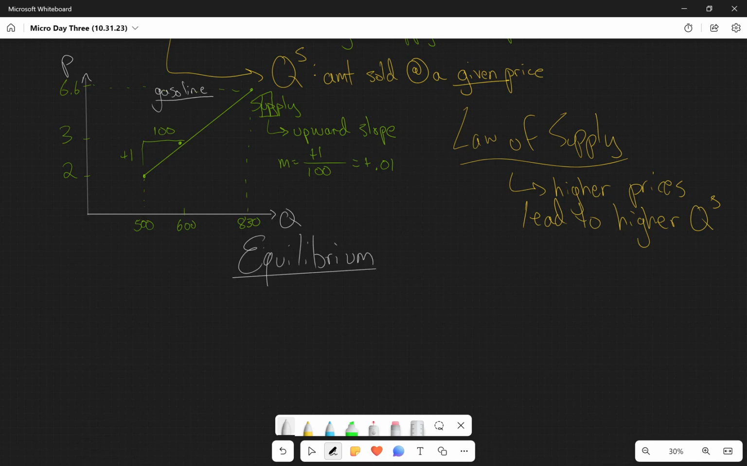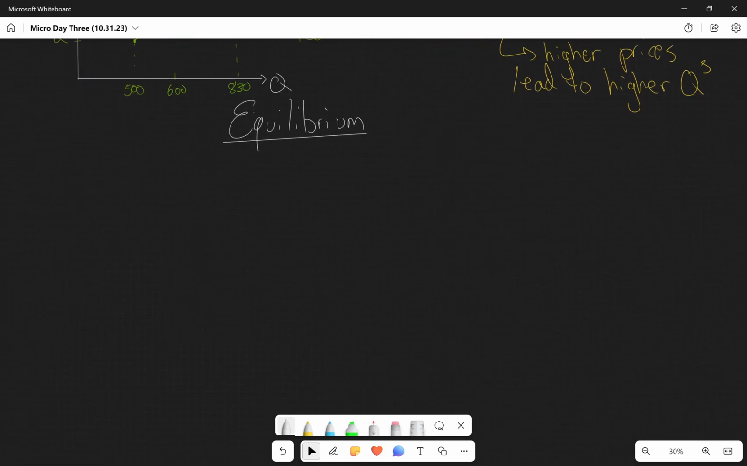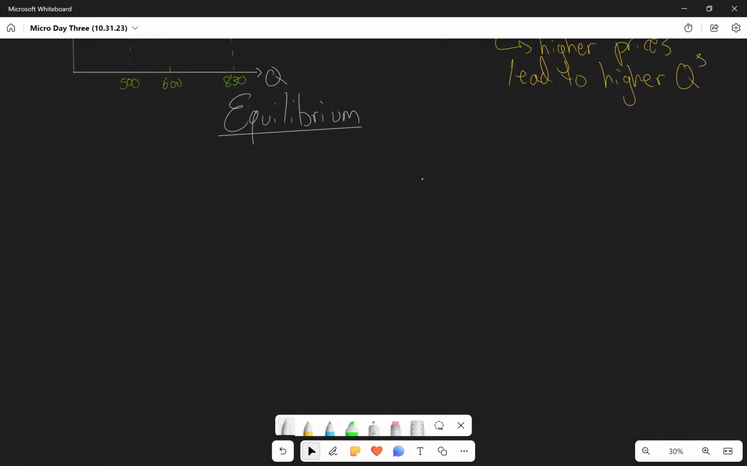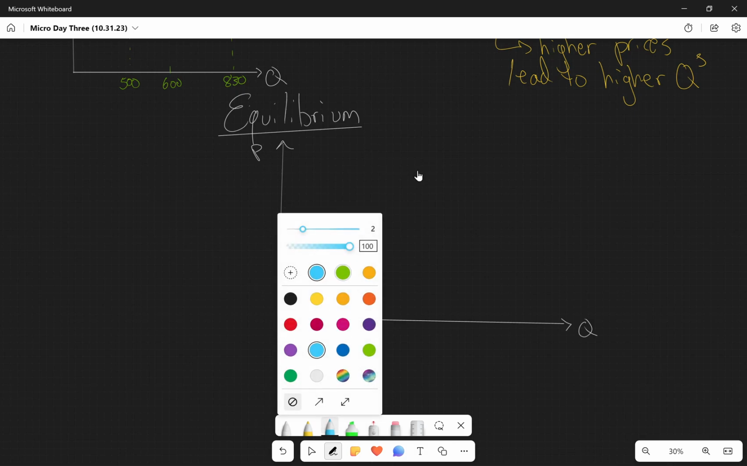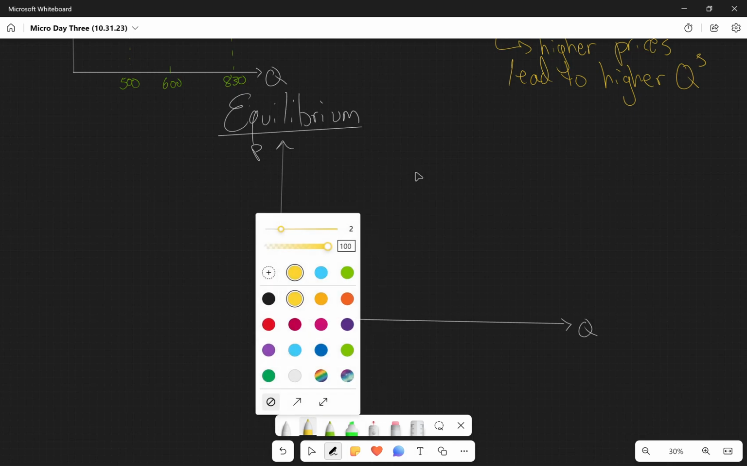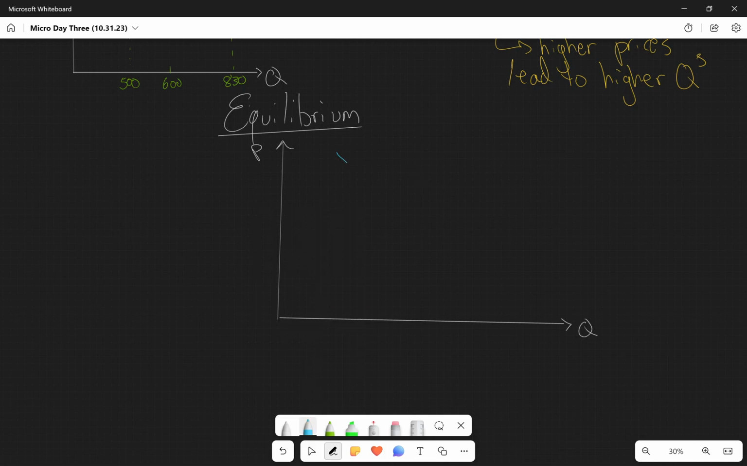All right, let's put it all together. Equilibrium, this is the combination when there is no pressure from producers, no pressure from consumers. So we've got a downward sloping demand curve. We've got an upward sloping supply curve.